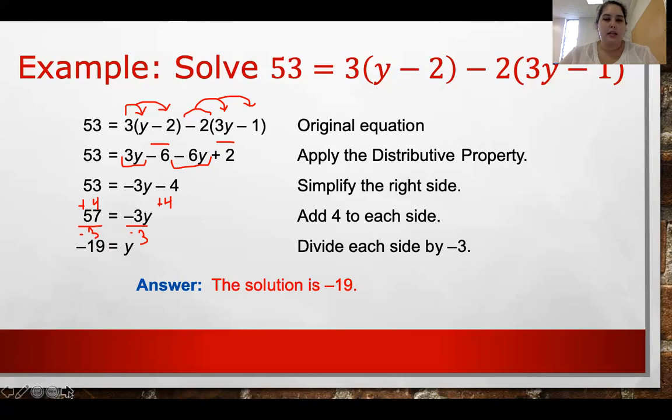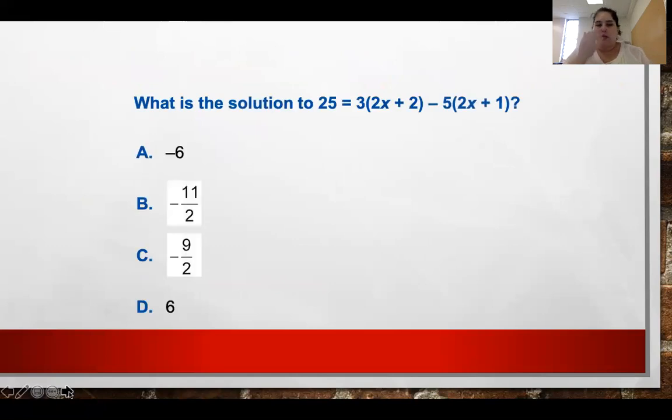All right, next we have our you try. So I want you to try to determine the solution to 25 equals 2x plus 2 minus 5 times (2x plus 1). Go ahead and try it on your own, pause the video, and then unpause and come back and check your work. All right, so hopefully you tried it on your own.